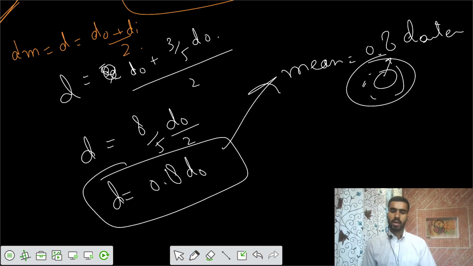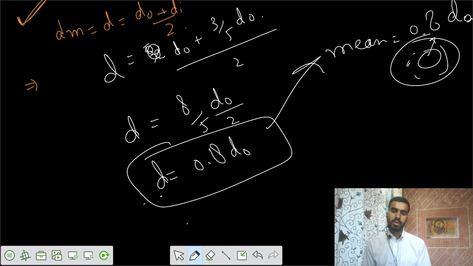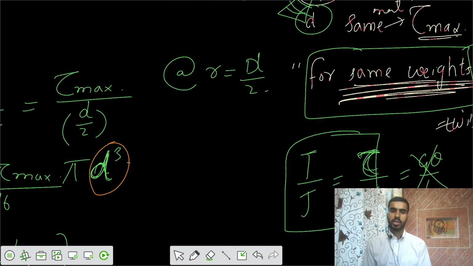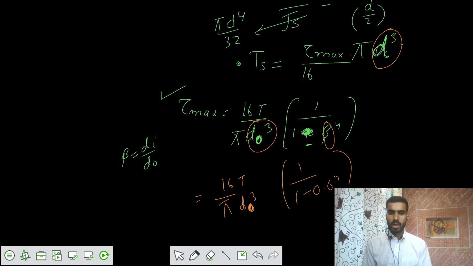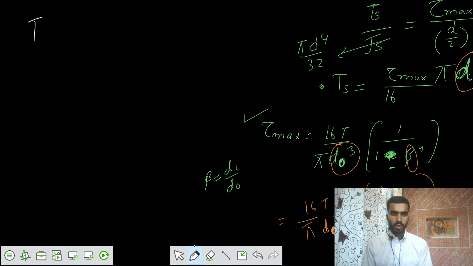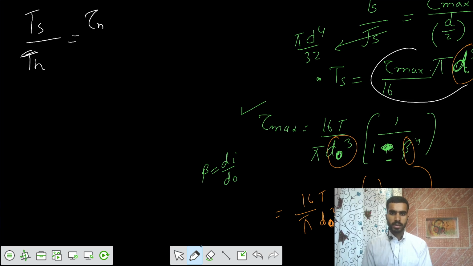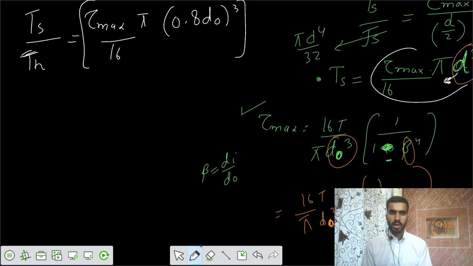So you have this equation now. If you substitute the value of d equals to 0.8 d outer, then I can get the relation. Now if I write the equation, I will write t solid by t hollow, that would be equals to tau max pi by 16, and you have this d cube. The value of d cube I can substitute 0.8 d outer cube. You have this part, and similarly you can have the other part also.